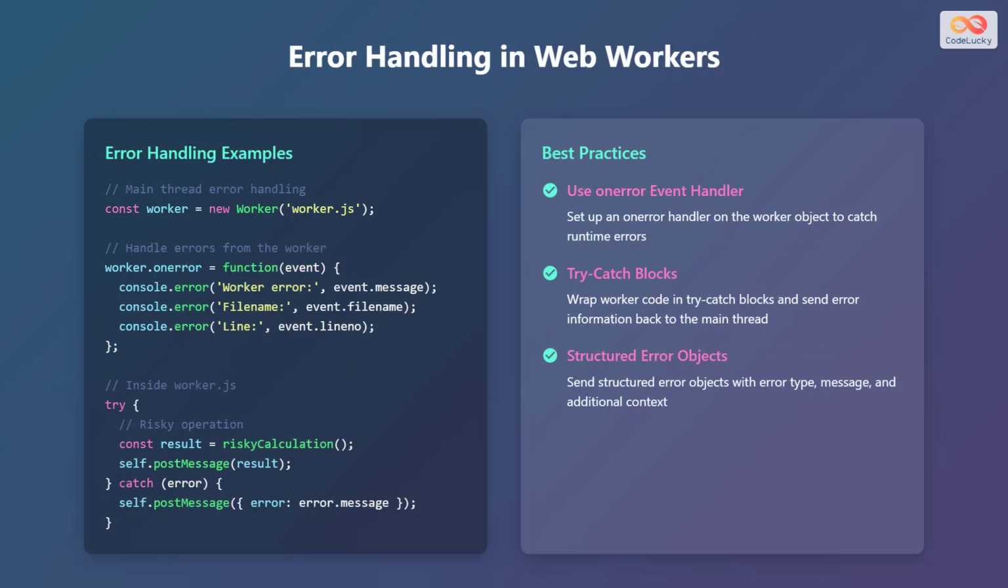It's important to handle errors properly when working with web workers. You can handle the errors from the worker in the main thread using the worker.onerror listener. The event object provides information about the error, such as the message, the file name, and the line number. Inside the worker script, it is important to wrap the worker code in try-catch blocks and send the error information back to the main thread using self.postMessage. Some best practices include using the onerror event handler, try-catch blocks, and structured error objects.